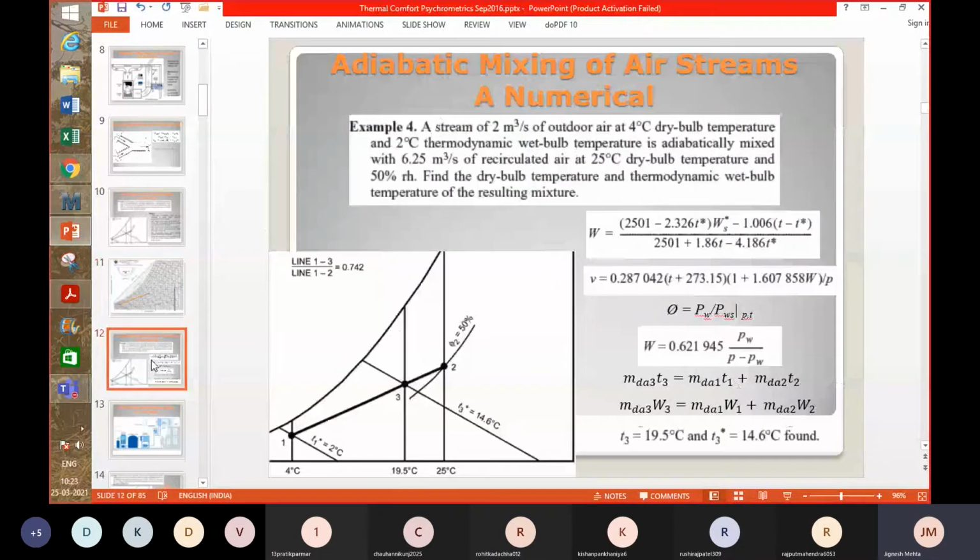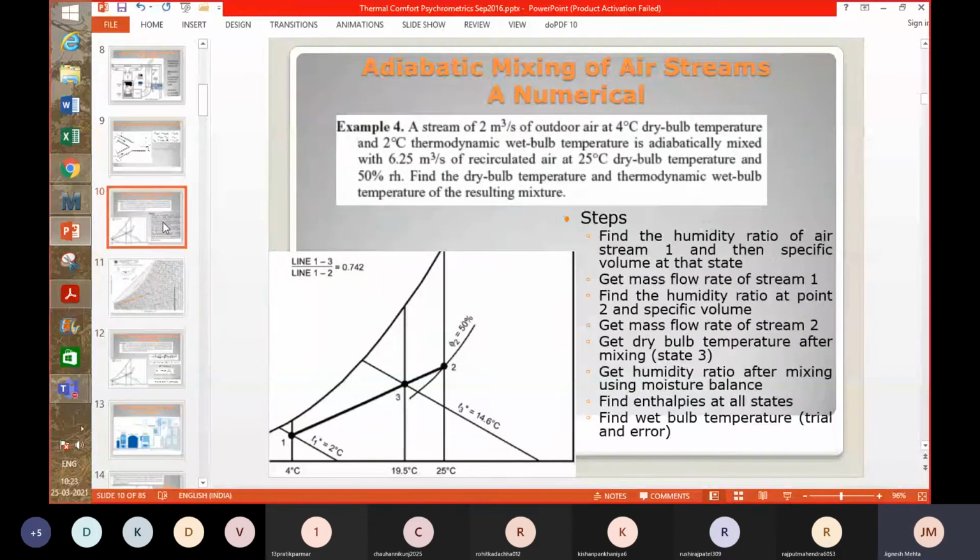Okay, so now we want to solve this example. It could be solved graphically as well as with the help of formula, so we'll do these things simultaneously. So what are the steps to solve this? What do you want to get? You want to get the dry bulb temperature at this point, after mixing, right?